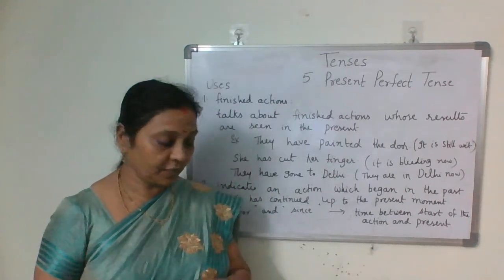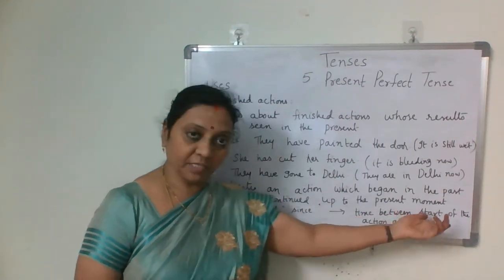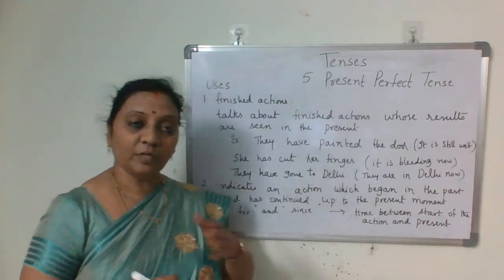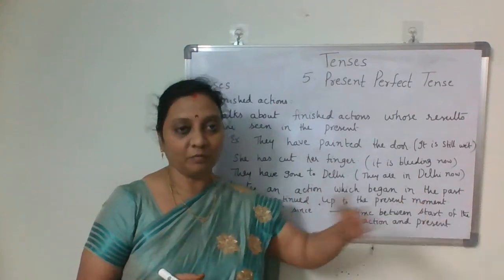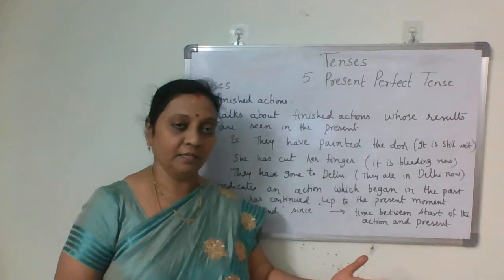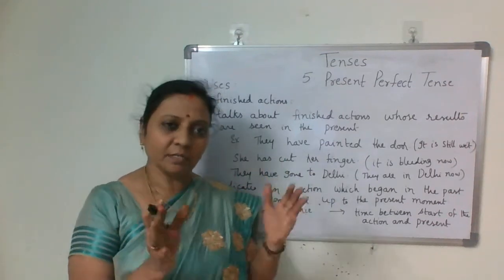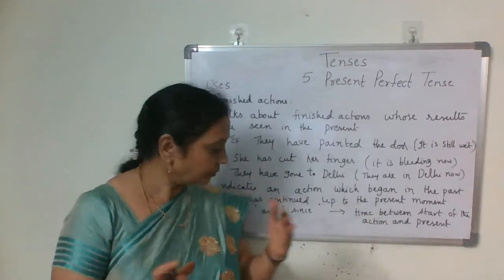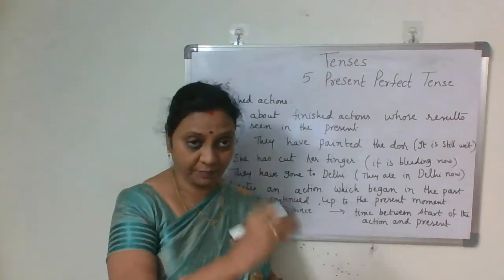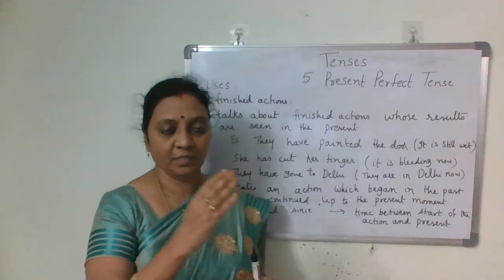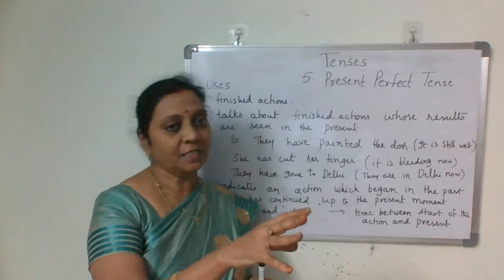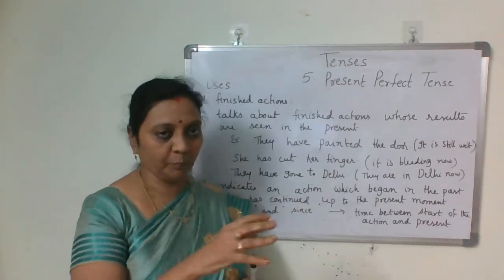Okay. The start of the action and the time between the start of the action and the present. For, we use for the period of time or length of time: for 2 years, for 2 hours, for 2 weeks. Just the period of time you mention. Whereas since means that particular point of time, a specific time: since 2010, since Monday, since January. A specific time you mention, the point of time.